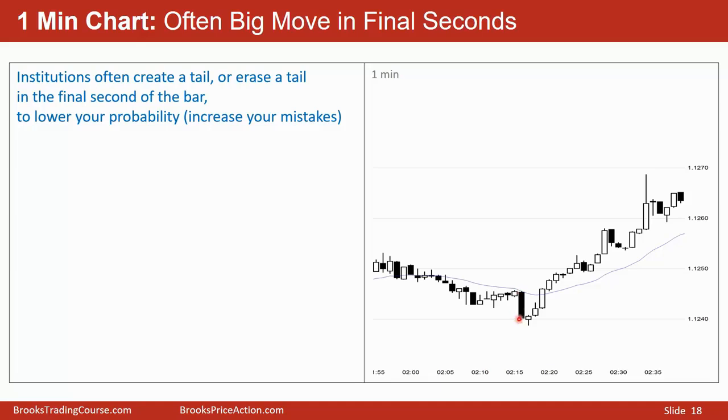See this bar here? It was possible that it was just a little doji bar, and then in the final second collapsed and did that. And then you have to reevaluate what you're doing. You're being forced to make a quick decision.